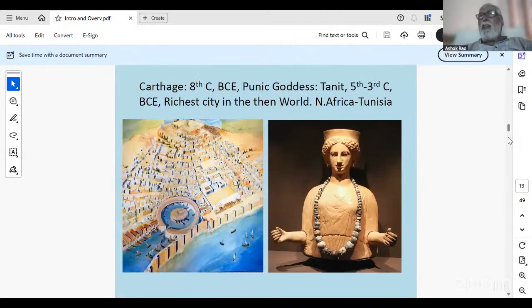Very surprisingly, even in the West, very close to Greece and Rome, there was a kingdom called Carthage. By 5th to 3rd century BCE, contemporary of the late Greeks and early Romans, Carthage was the richest city in the world. This is in North Africa, what is today Tunisia and Morocco. And they had a famous goddess called Tanit, who is a female goddess, okay?